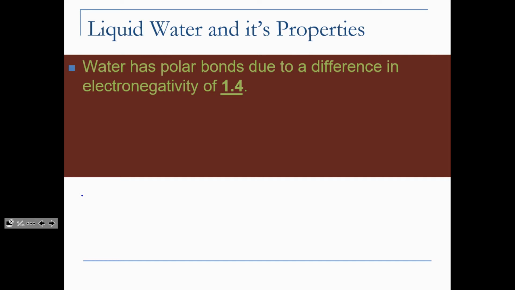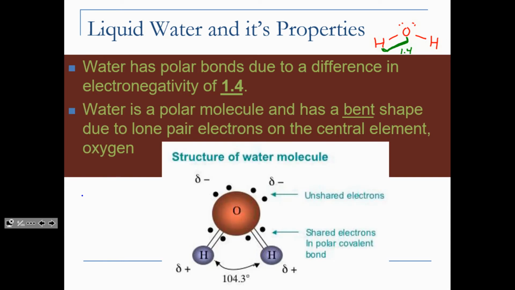We want you to know that water has polar bonds, and that's due to a difference in electronegativity of 1.4, because we have a hydrogen next to an oxygen, two lone pairs, there's the dot structure, and the bond polarity between this hydrogen and oxygen is 1.4, which puts it in the polar covalent region.